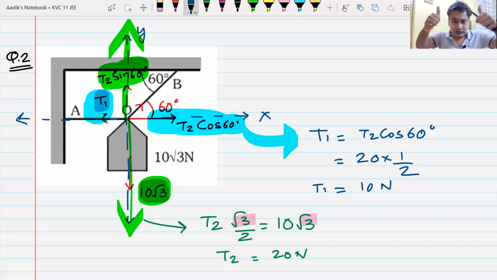Everyone understands this? Yes or no? Can I have raise hand from everyone? Everyone got this also? Great. I'll give you 1 minute to note it down. And then we'll move on to the next question fast.